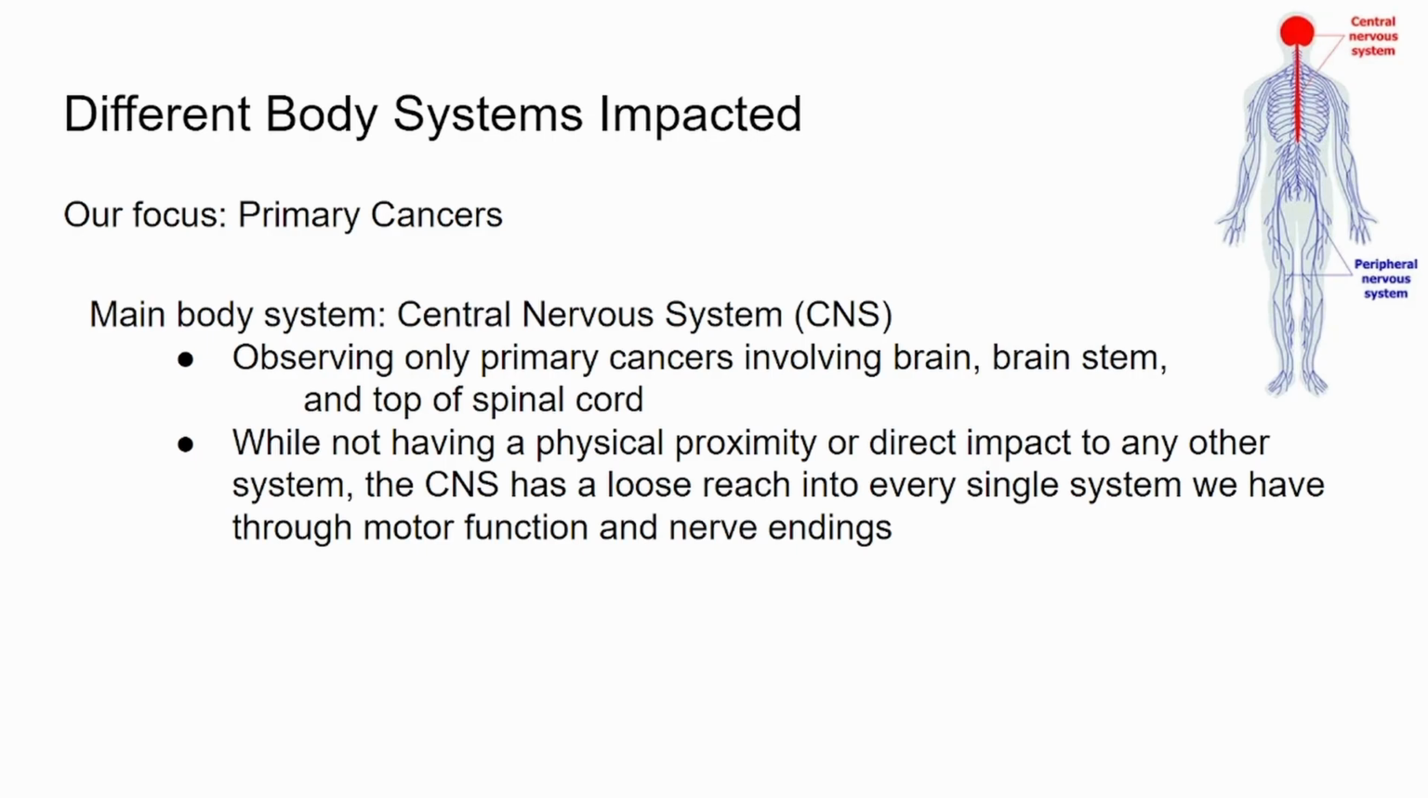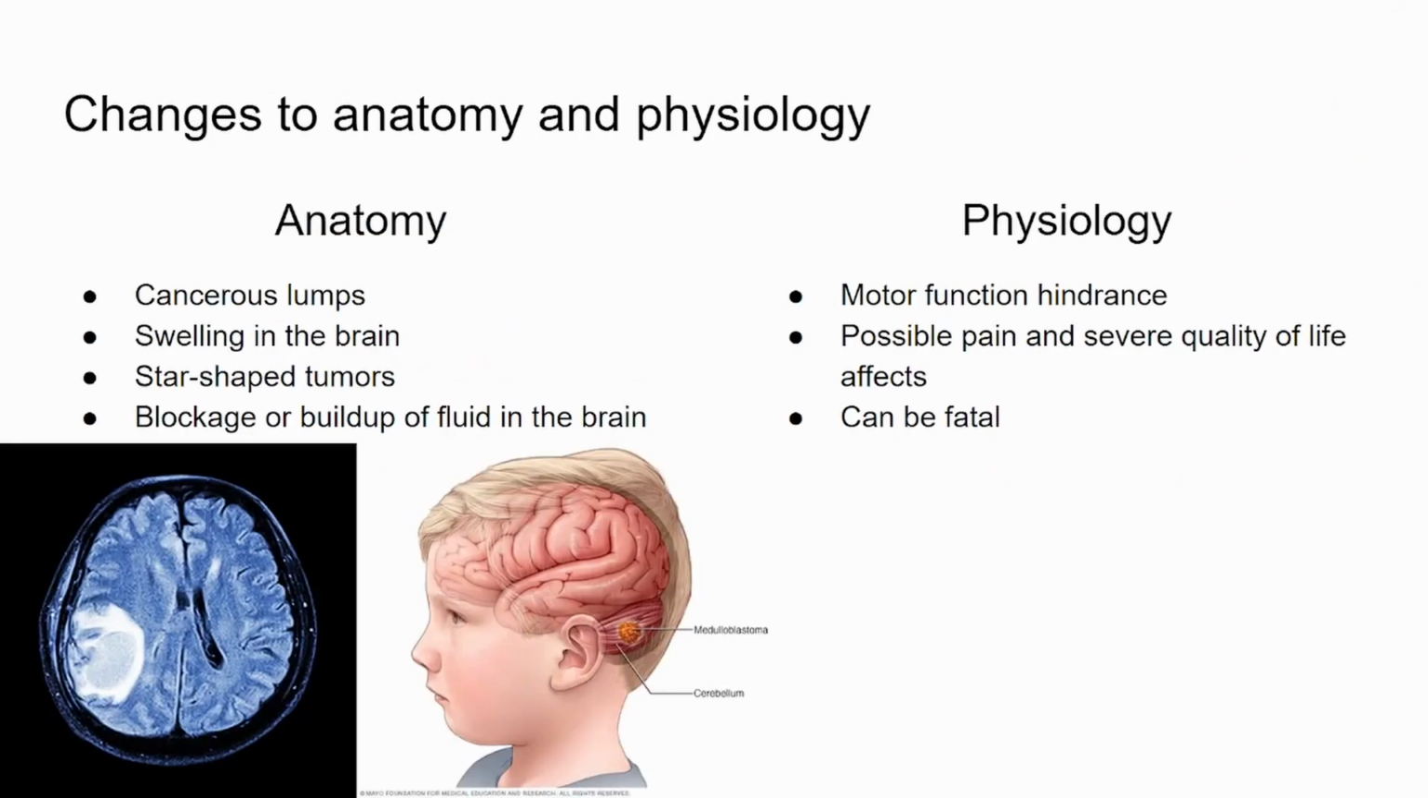As far as the changes to anatomy and physiology, for the anatomy, what it looks like, you're going to see cancerous lumps, swelling in the brain, star-shaped tumors for certain varieties, and blockage or buildup of fluid in the brain. If one of those cancerous lumps or swollen areas gets too large, it could block the flow of all the fluid that goes through the brain and lubricates it. So you could expect to see those with different variances.